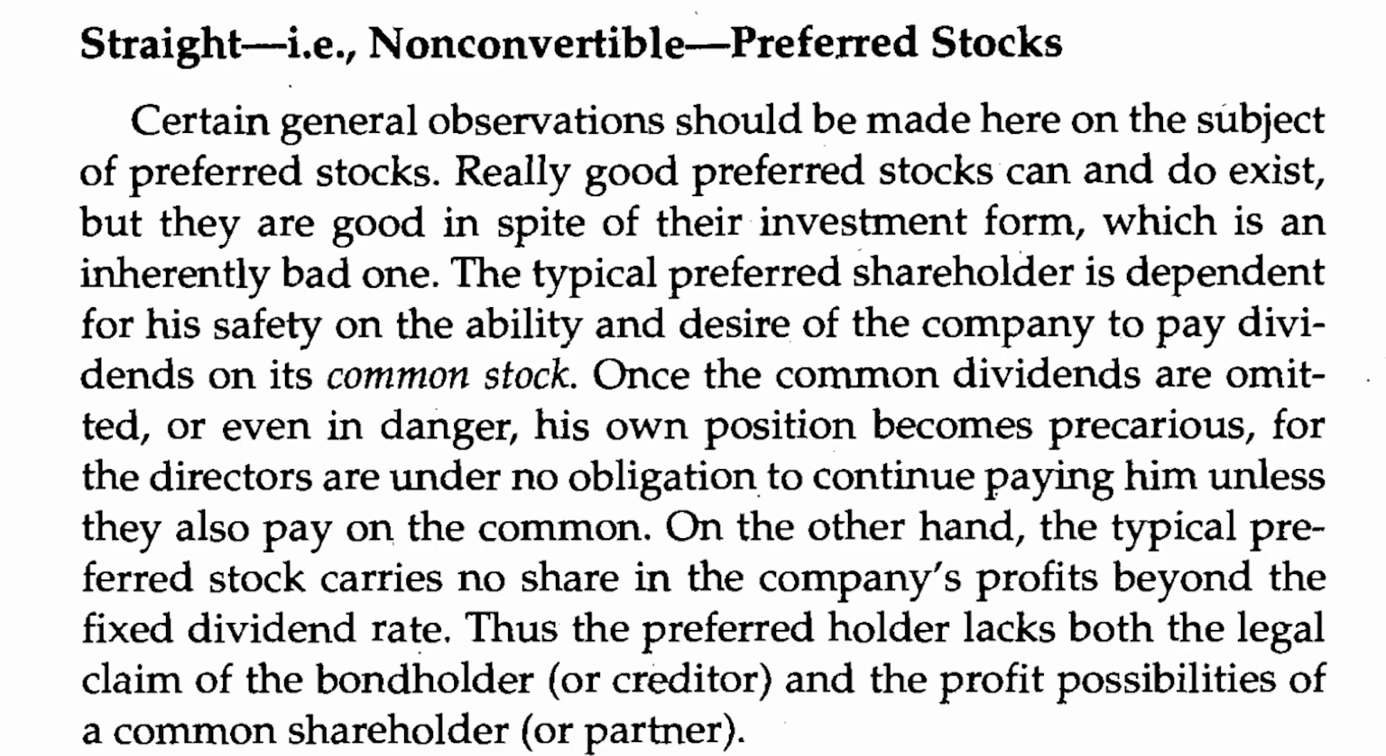Certain general observations should be made here on the subject of preferred stocks. Really good preferred stocks can and do exist, but they are good in spite of their investment form, which is an inherently bad one. The typical preferred shareholder is dependent for his safety on the ability and desire of the company to pay dividends on its common stock. Once the common dividends are omitted, or even in danger, his own position becomes precarious, for the directors are under no obligation to continue paying him unless they also pay the common stock dividend. On the other hand, the typical preferred stock carries no share in the company's profits beyond the fixed dividend rate. Thus, the preferred shareholder lacks both the legal claim of the bondholder and the profit possibilities of a common shareholder.